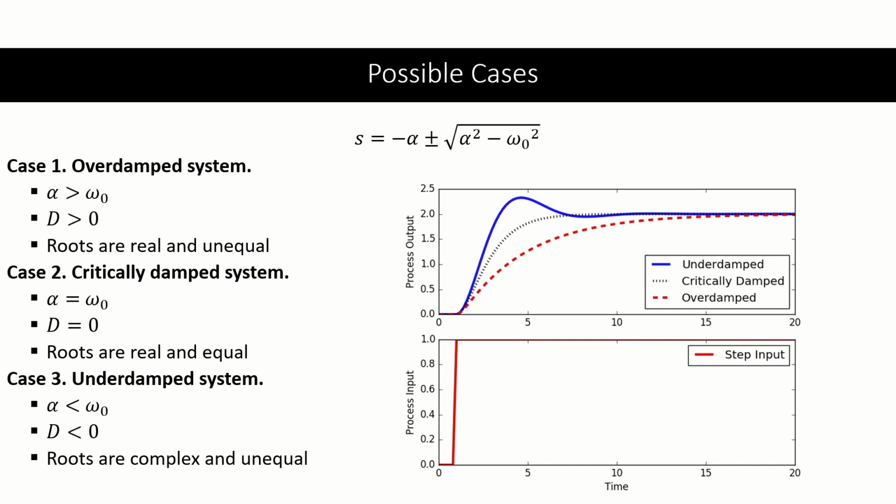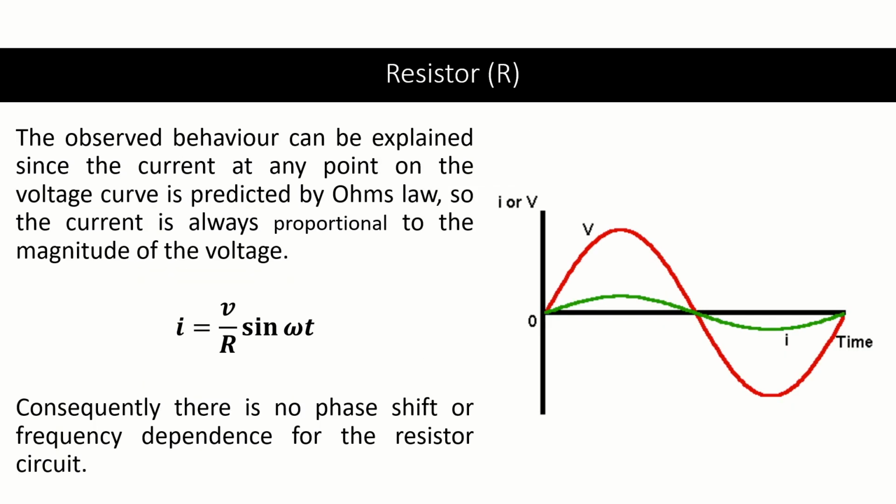Let's now explain the response of resistor, capacitor, and inductor to an applied sinusoidal voltage, which corresponds to the situation seen on the circuit previously examined. For the resistor, the observed behavior can be explained since the current at any point on the voltage curve is predicted by Ohm's law, so the current is always proportional to the magnitude of the voltage. Consequently, there is no phase shift or frequency dependence for the resistor circuit, as seen in the graph.